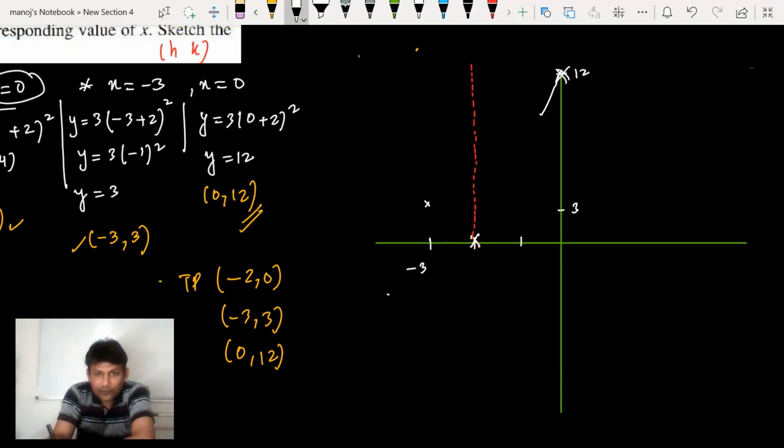Now what you have to do, you have to draw a sketch. Okay, your domain is from minus 3, so I cannot extend this because this is a limit for me. I cannot move less than minus 3, and I cannot move more than x equals 0 here. So that is my domain.